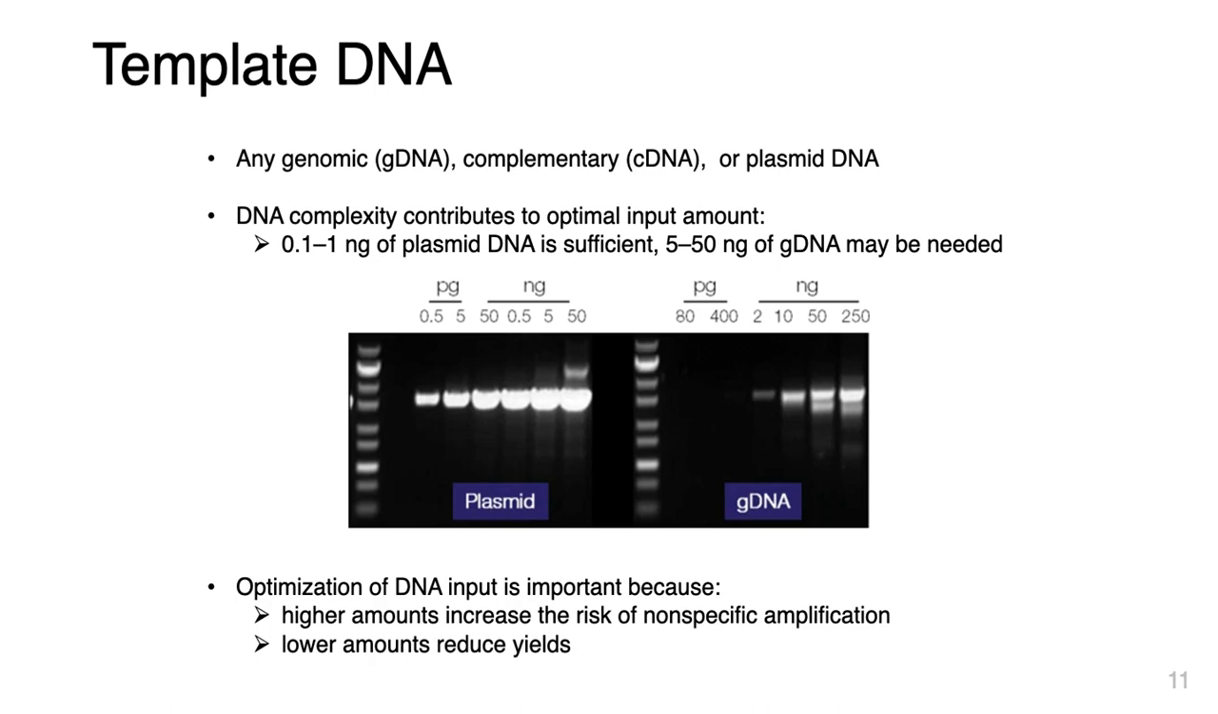The DNA complexity contributes to deciding the optimal input amount. For example, here you need 0.1 to 1 nanogram of plasmid DNA, which is sufficient to amplify by PCR, but you may need 5 to 50 nanograms of genomic DNA to amplify in PCR. Here you can see that if you use 50 nanograms of plasmid DNA, you get a much higher amount of PCR product versus 50 nanograms of genomic DNA. The optimization of DNA amount is important also because if you use higher amounts, you increase the risk of nonspecific amplification in the reaction, and if you use too low amounts, it could reduce the yield.